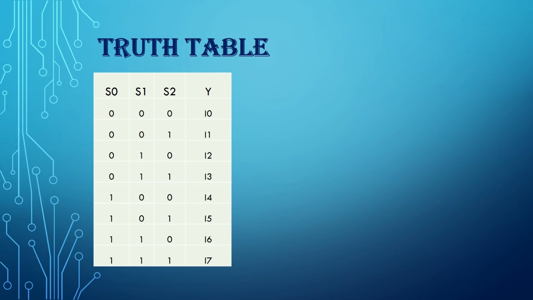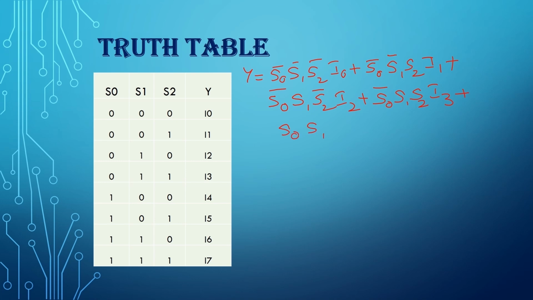Now let's write the logical expression. Y is equal to S0 bar, S1 bar, S2 bar into I0, plus S0 bar, S1 bar, S2 into I1, plus S0 bar, S1, S2 bar into I2, plus S0 bar, S1, S2 into I3, plus S0, S1 bar, S2 bar into I4, plus S0, S1 bar, S2 into I5, plus S0, S1, S2 bar into I6, plus S0, S1, S2 into I7. This is the logical expression.